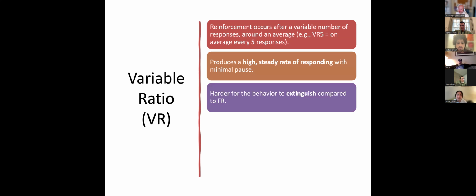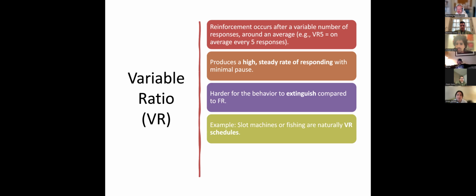It's harder, like I mentioned, for this behavior to be extinguished compared to an FR. If we go back to my berry example, can you imagine if we looked in 1 or 2 bushes and didn't find any berries, and our gathering behavior went extinct and we didn't engage in that behavior anymore, and we went hungry, right? So this variable ratio schedule really ensured our survival, and it produces the high, steady rate of responding.